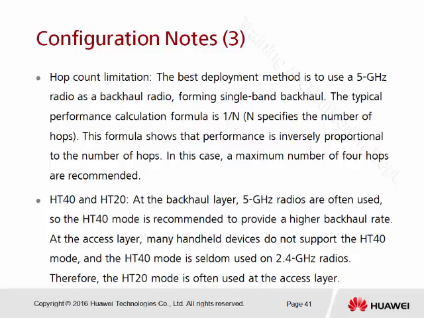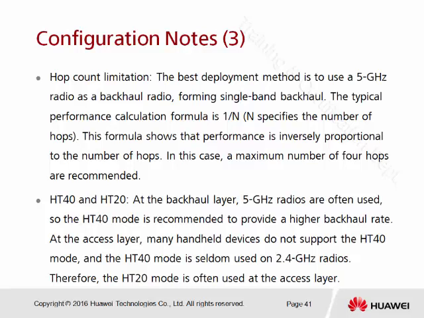In the next one, the HD40 and the HD20. At the backhaul layer, 5 GHz radios are often used. The HD40 over here actually refers to channel binding. Channel binding can increase the bandwidth, so it's recommended to provide a high backhaul rate. At the access layer, many handheld devices do not support the HD40 mode. Not many devices are able to support that, so that's why this is recommended.